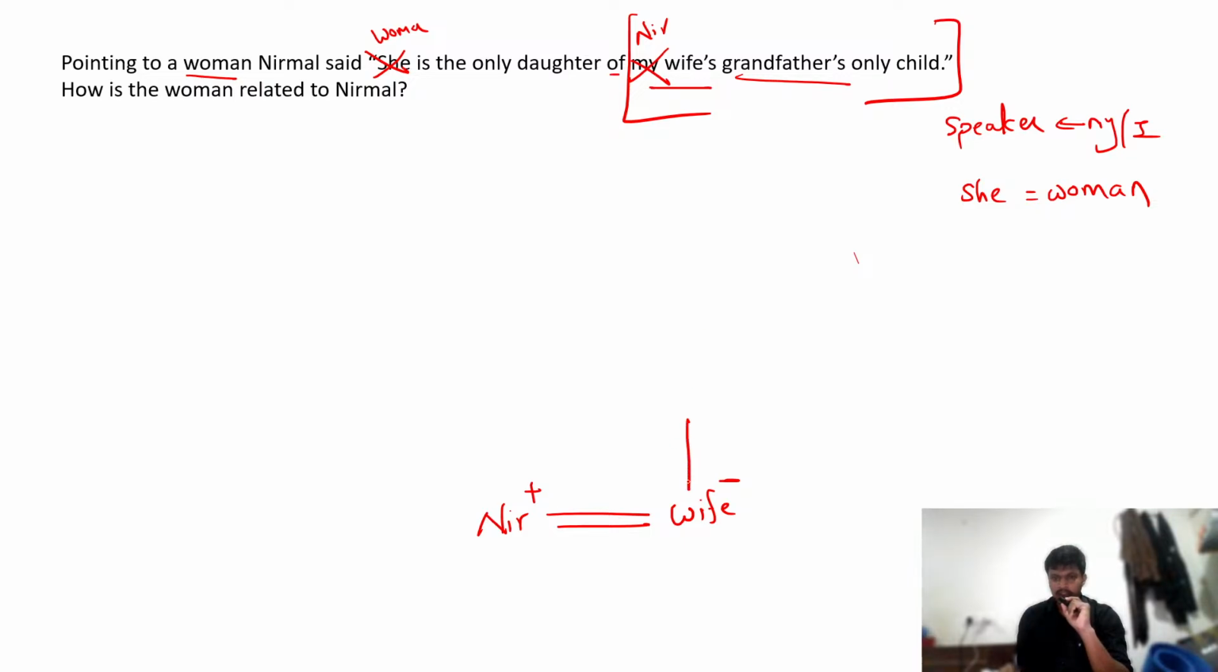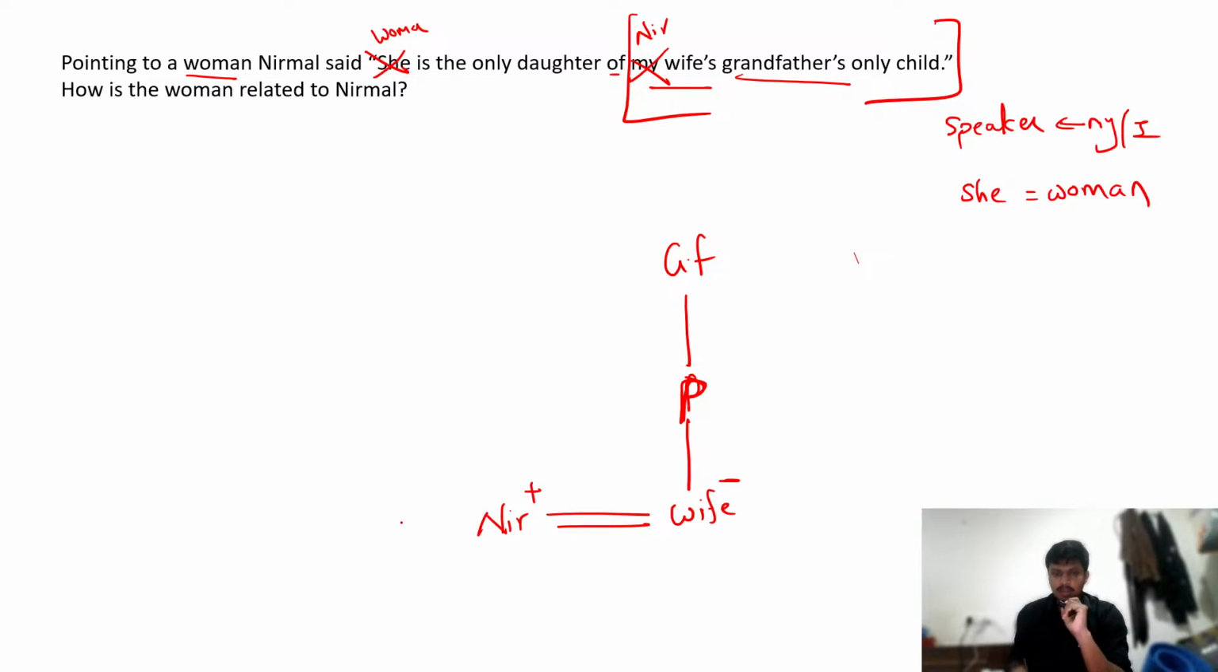Nirmal's wife's father's father is going to be the grandfather. Nirmal's wife's grandfather's only child. You can say father or mother, it doesn't matter, it is not going to affect our problem. If you don't want to take father, you can simply take parent because we don't know the gender there. But by definition, if nothing is mentioned, you have to take the father's side. But just for your convenience, I am taking parent.